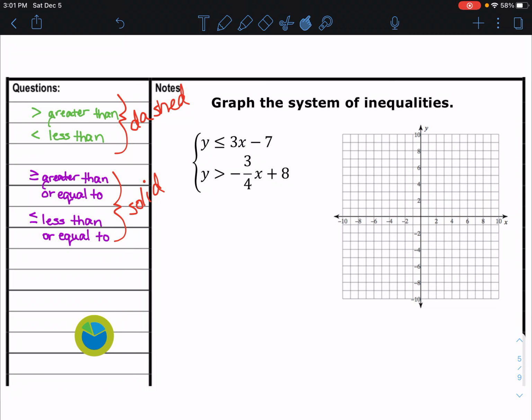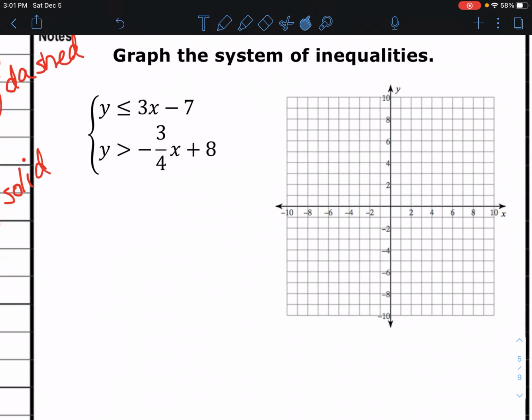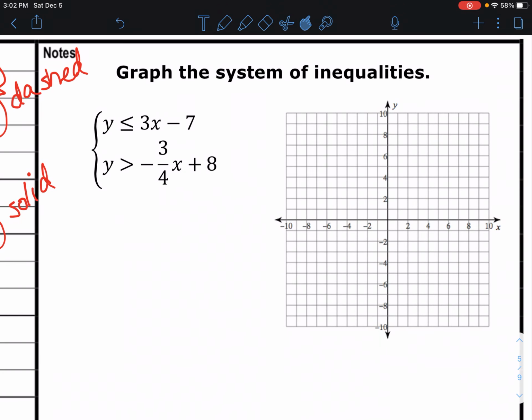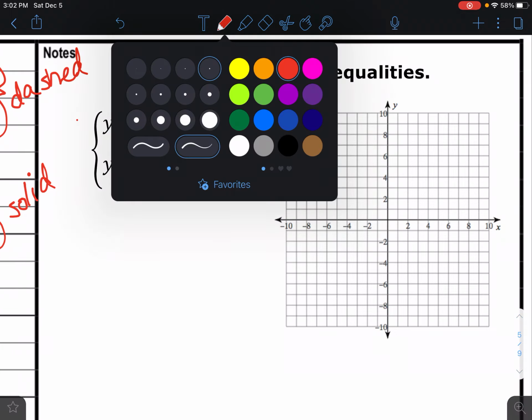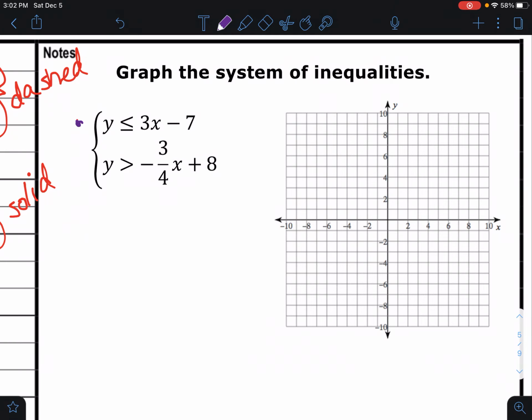So we are going to plot our y-intercept first. Let's say this one I'm going to do in purple color, so you know where that's coming from. Okay, so the y-intercept is -7, so I'm going to make a dot on the y-axis at -7. This is now your starting spot.